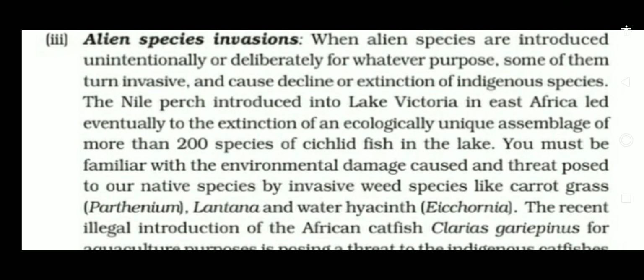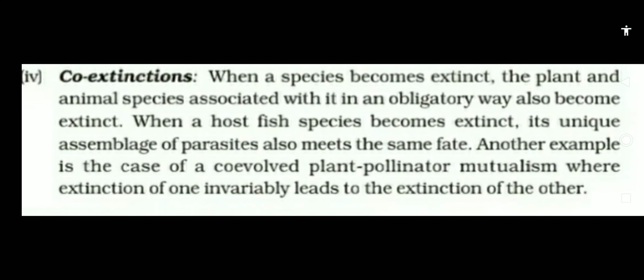And the fourth cause is co-extinction. Co-extinction is what? If one species depends on another species, by chance, if one species gets affected, then the other species also gets affected, and both species will become extinct. So when a species becomes extinct, the plants and animal species which are associated with each other depend on the ecology. So when one species goes extinct, the other species will also go extinct, and that is called co-extinction. When the host species becomes extinct, the unique parasites which depend on the host species also go extinct.